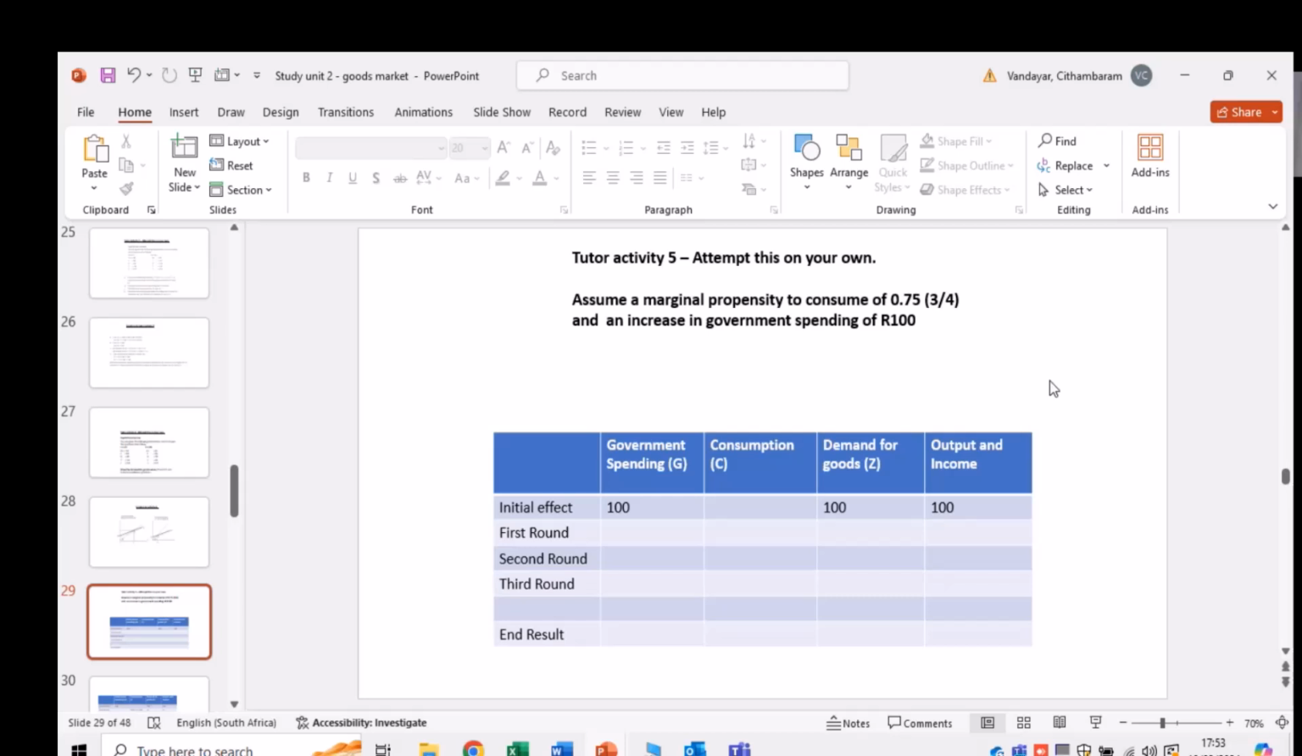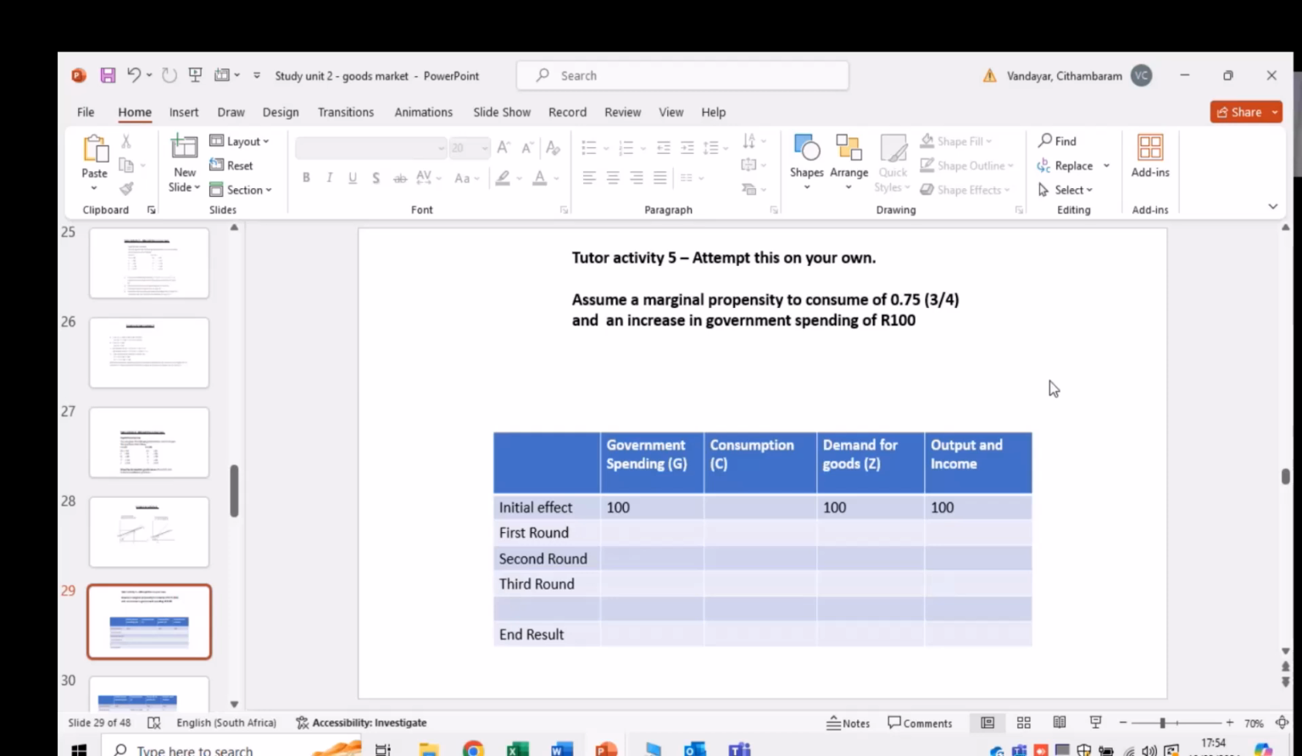Now, I want to know, firstly, in your first round of effects, what will your consumption be? Your consumption will be 0.75 of 100. What's 0.75 of 100? 75. So, what will your demand for goods and services be? The same, 75 and 75 for output and income. What about the second round? What will your consumption be now? So remember, in the first round, we got 75 for consumption, 75 for demand for goods and services, and 75 for the level of income and output.